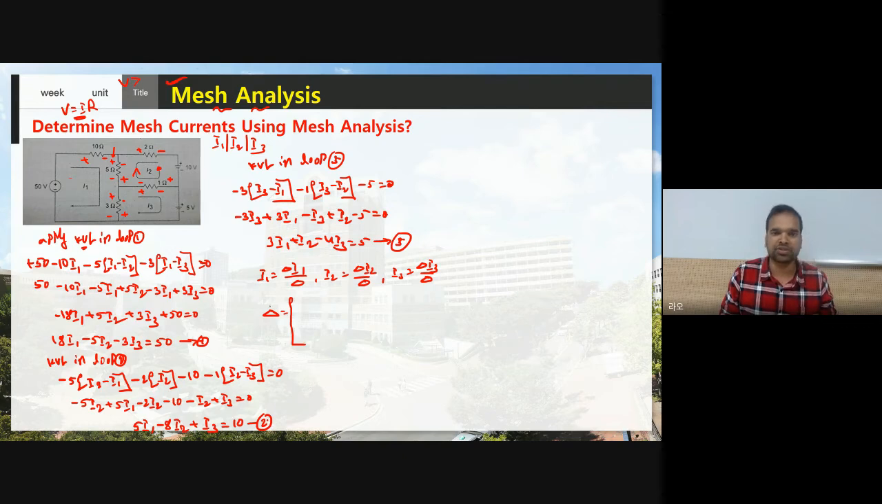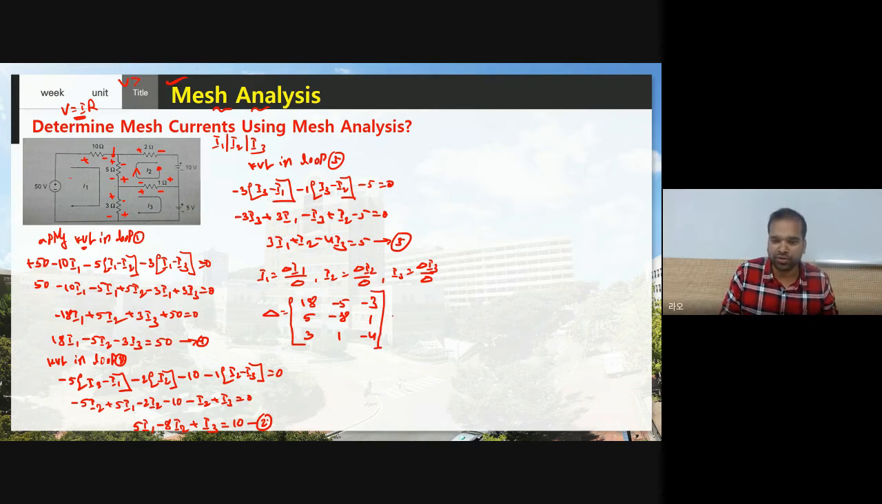So here delta means what? The I1, I2, I3 terms from equation 1. So what are the coefficients? 18 and minus 5 and minus 3. This is the first row. Now from equation 2, you need to write I1, I2, I3 coefficients. Therefore 5, minus 8 and 1. Now from equation 3, you have to write the I1 coefficient, I2 coefficient and I3 coefficient. So this is my delta.